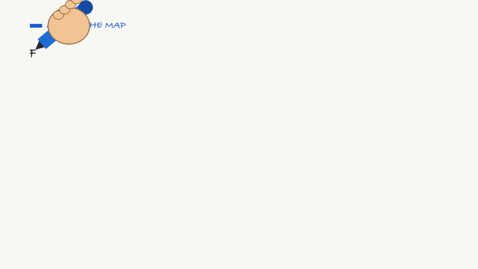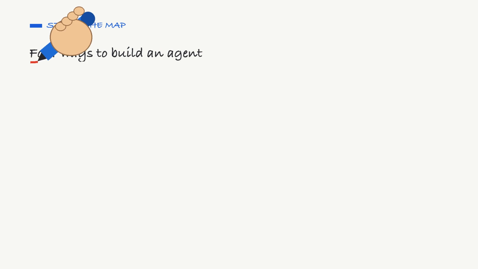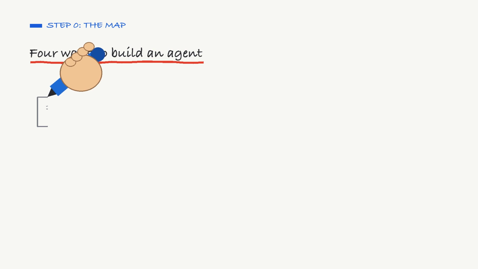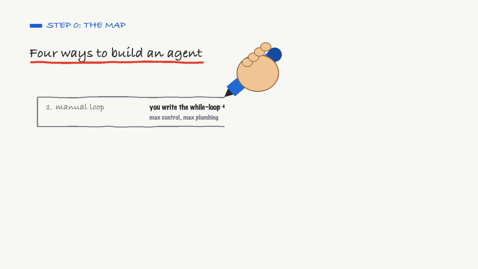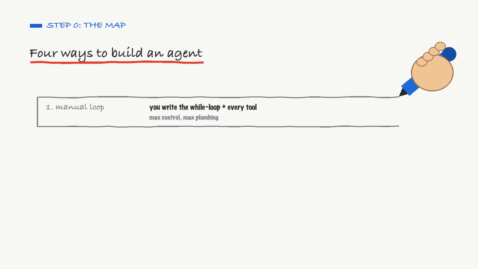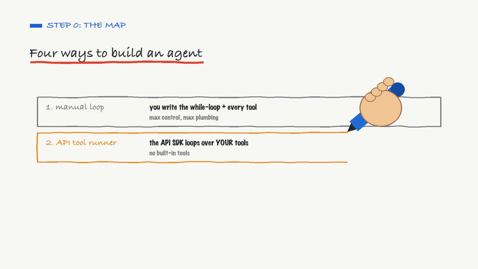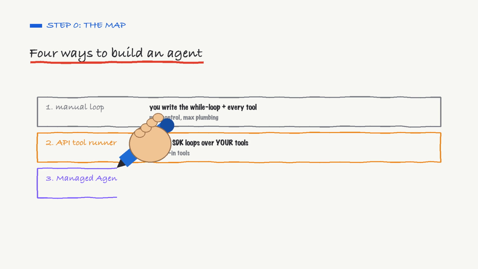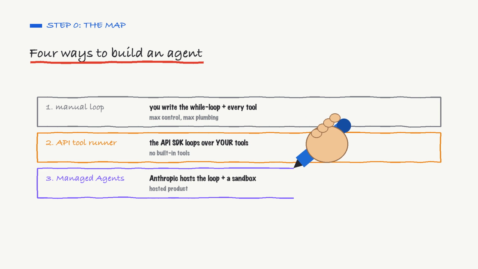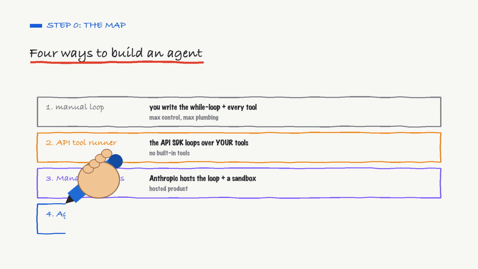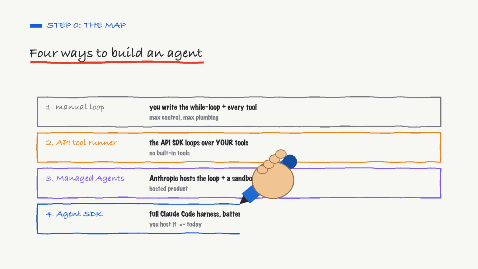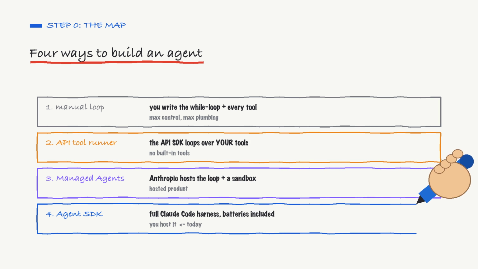Quick map so you know what you're choosing. Option 1, the raw API, where you write the tool use loop yourself. Maximum control, maximum plumbing. Option 2, the API's tool runner helper, which loops over tools you define but brings no built-in tools. Option 3, managed agents, a separate hosted product, where Anthropic runs the loop and a sandbox for you. And option 4, today's topic, the Agent SDK, batteries included, the full Claude Code harness, and you host it yourself. If you want a capable agent on your own infrastructure with the least code, this is the one.